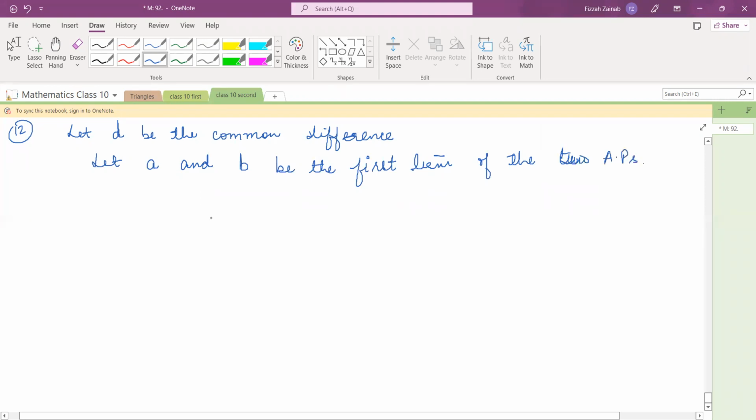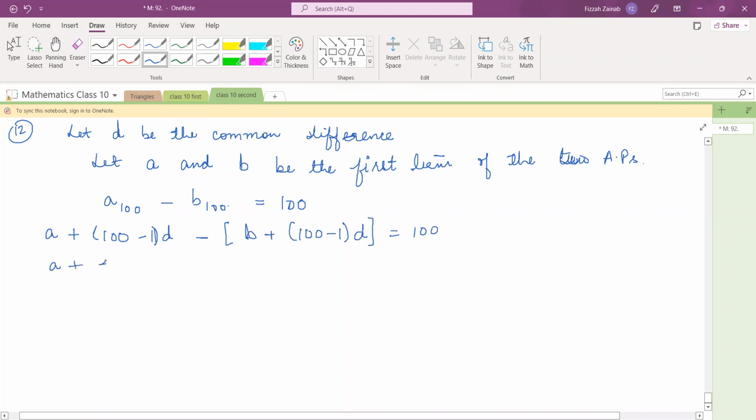Right. Now the difference between their 100th term is 100. So first you write A100 and then this will be written as B100. Is this okay? Because I'm denoting it by B. That's it. So A100 minus B100 is actually 100. The 100th term of this AP will become A plus 100 minus 1 into D. Because D is same, so I'll write D. And then minus, this will become B plus, then again 100 minus 1, because D is same, so it will be denoted by D only. This is 100. Now A plus 99D minus B and then minus 99D is 100, right? So this 99D cancels out. So A minus B is equal to 100.